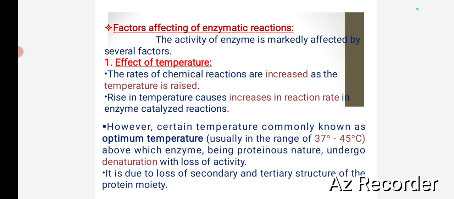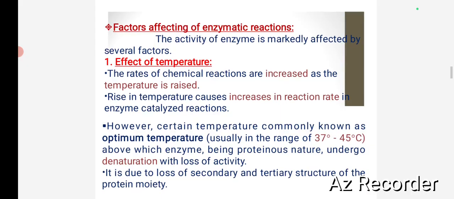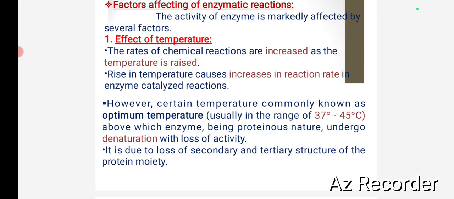Next, move on to factors affecting enzymatic reactions, or enzyme catalyzed reactions. The activity of enzymes is markedly affected by several factors. First one, effect of temperature. The rate of chemical reactions increases as the temperature is raised. Rise in temperature causes an increase in reaction rate in enzymatic reactions.